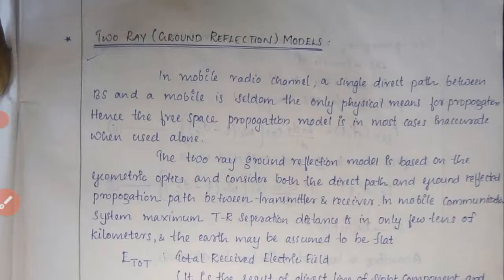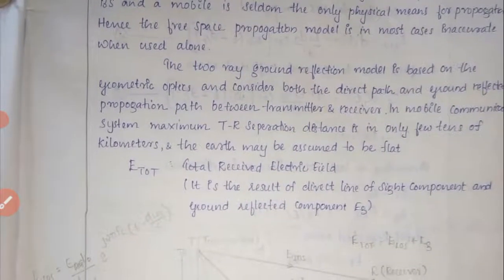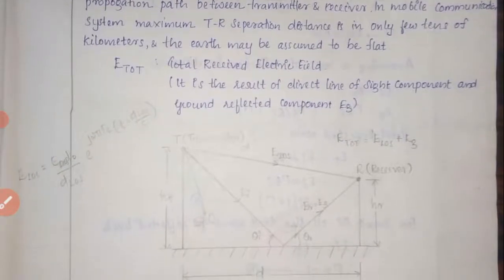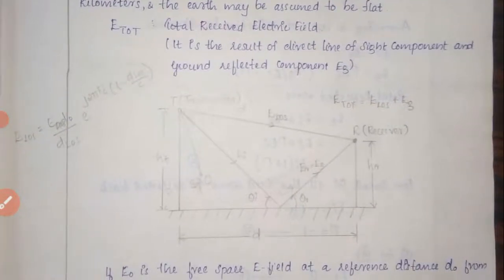Why are we using this reflected path in the calculation? In many cases there will be no line of sight path between the transmitter and the receiver, so we are going to use this. Here the total electric field is represented as E total. We are taking two paths, the line of sight path and the reflected path, so we have to calculate the total electric field, that is, from the line of sight path plus the ground reflected path.